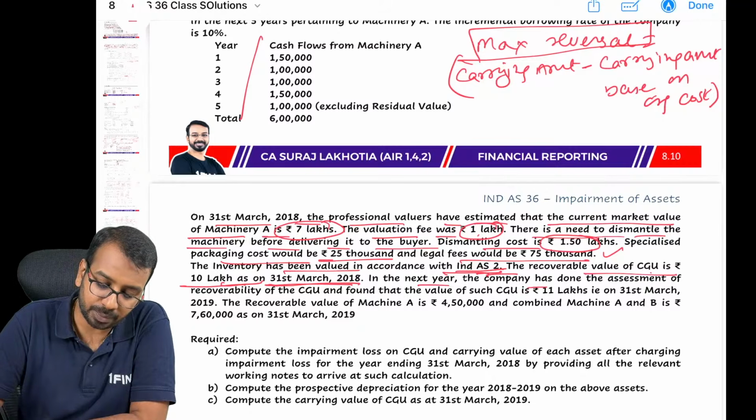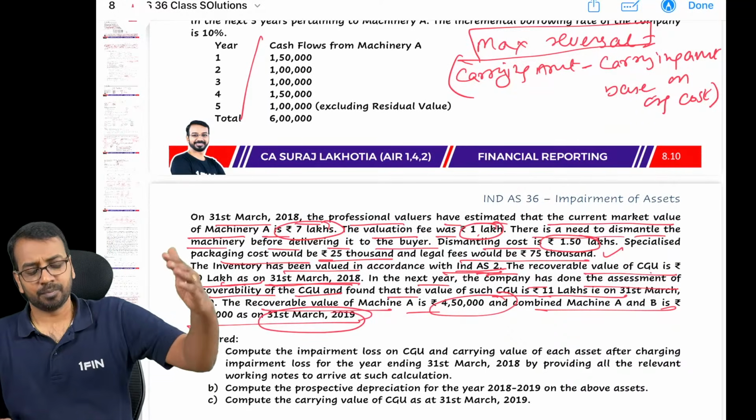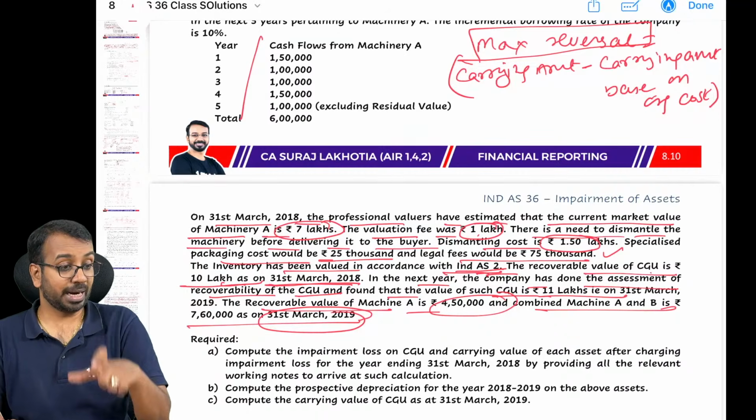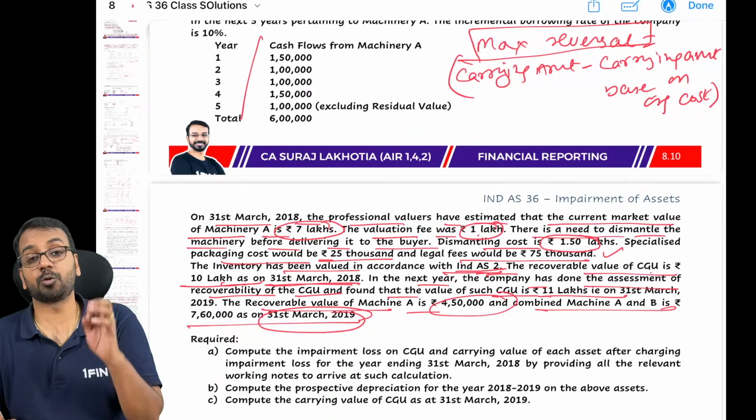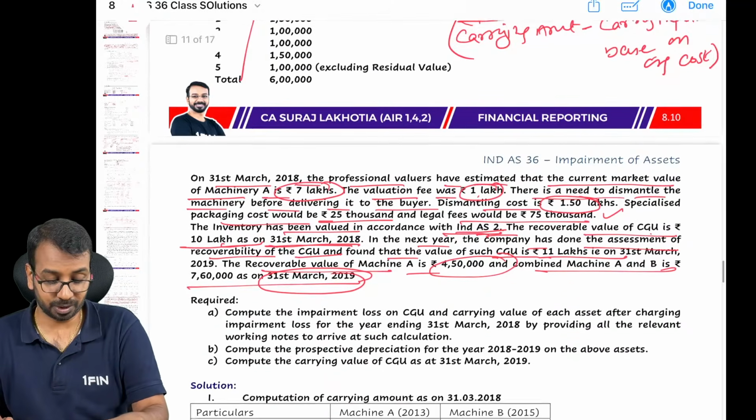In the next year, the company has done assessment of recoverability of the CGU and found that the value of the CGU is 11 lakhs. Recoverable value of machine is 450 and combined of A and B is 760 as on 31st March of 19. Such a long question. If you practice this type of questions, 1 or 2 questions, all the concepts that you need for impairment are done. Okay.